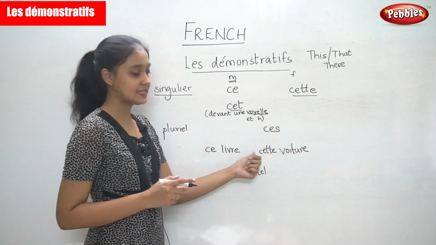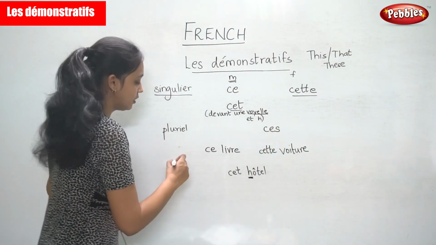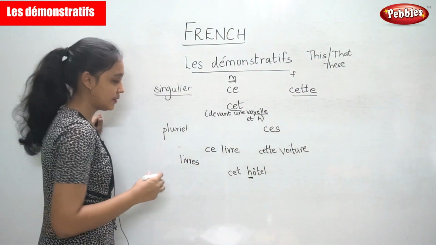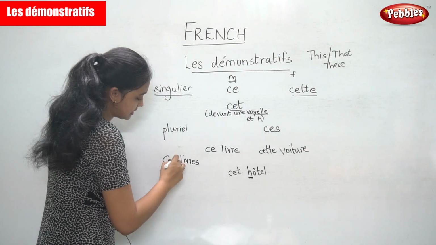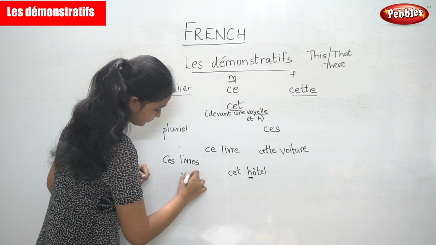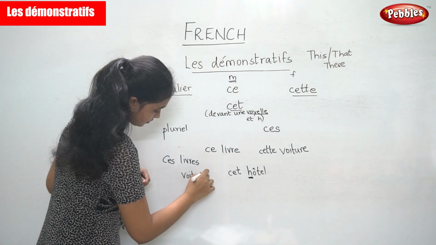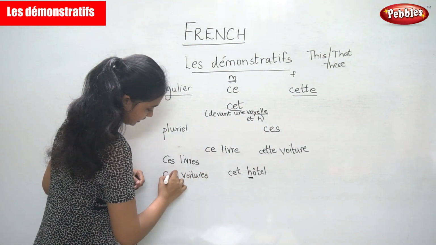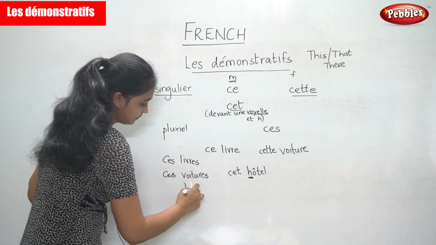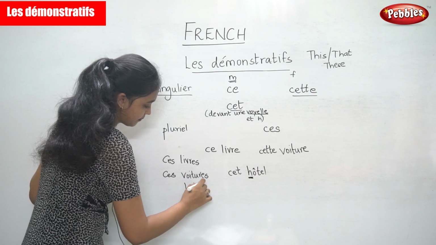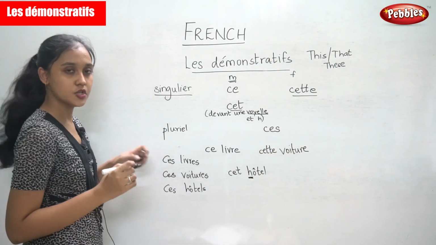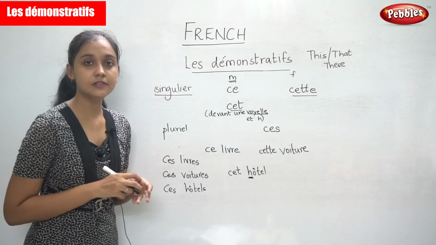Now if all these three nouns are in the plural form, say livre, then it becomes ces livres. Then voiture, again it becomes ces voitures. Hotel, it is ces hotels. So the rules are very simple.